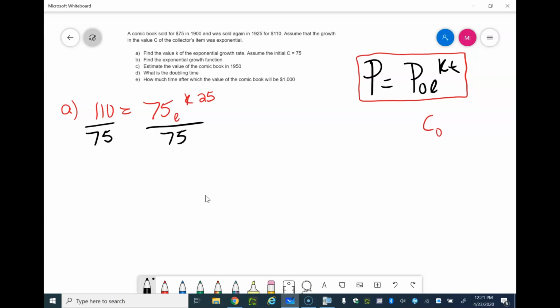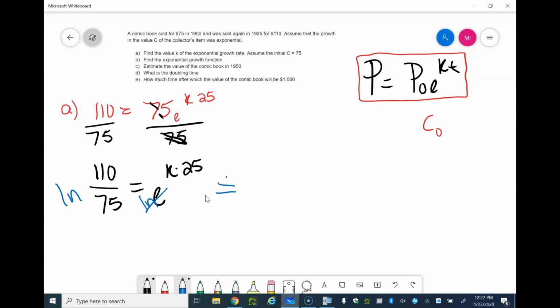So I'm going to have 110 over 75 is equal to, because these will cancel, E raised to K times 25. To get rid of the E, I'm going to take the ln of both sides. That way, these two will cancel. I'm now left with ln of this fraction, 110 over 75, is equal to K times 25.